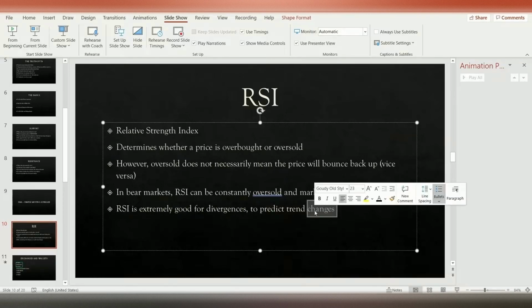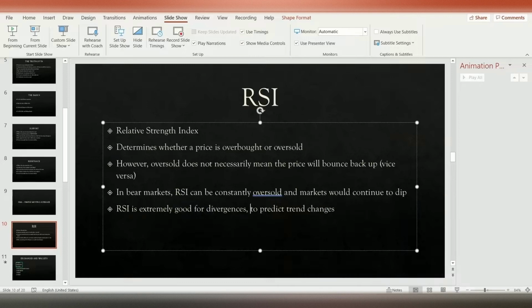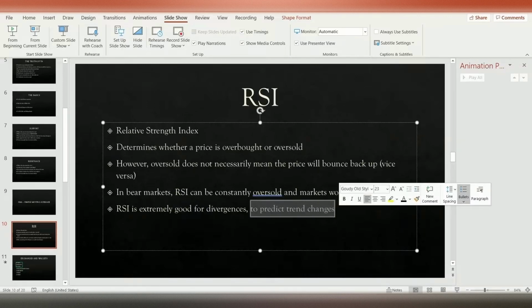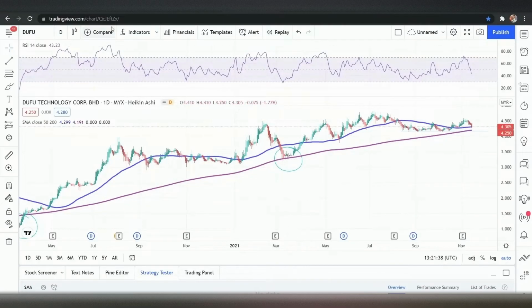Okay, but RSI is extremely good for divergences to predict trend changes. What do I mean? Okay, let me show you real quick. Now let's go on to Bitcoin.